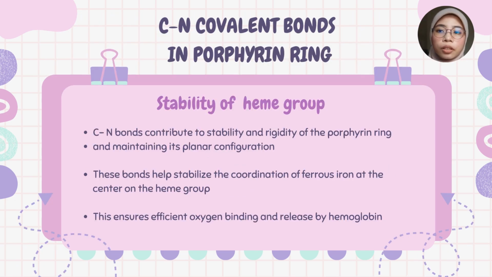Next, the carbon-nitrogen covalent bonds influence the stability of the heme group because they contribute to the stability of the porphyrin ring. These bonds will help stabilize the coordination of the ferrous ion at the center of the heme group and ensure efficient oxygen binding and release by hemoglobin.